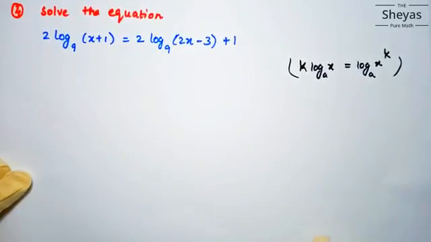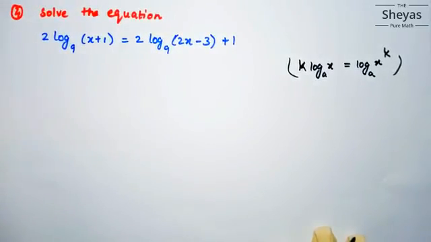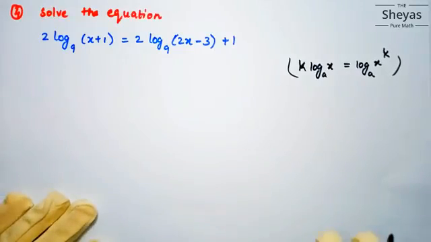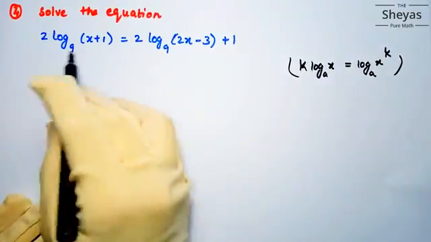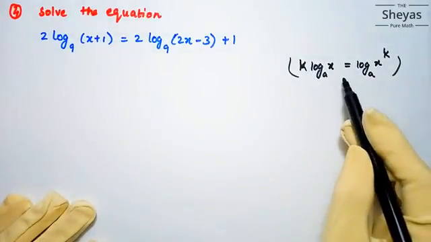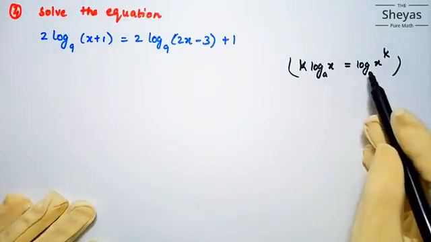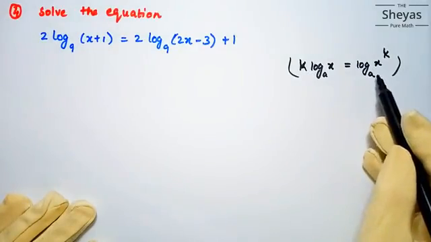So next problem, solve the equation 2 log to the base 9 of x plus 1 is equal to 2 log to the base 9 of 2x minus 3 plus 1. So first we are going to apply the power rule. So the question is in the form k log x, and we can write this power rule log to the base a x power k.